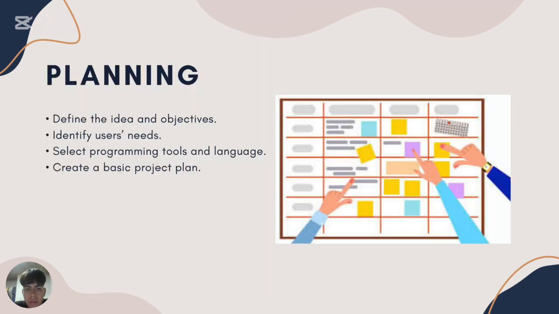The second step is design. Here we create diagrams like ER models or flowcharts to represent the structure of the system. We also design the user interface, thinking about how people will interact with the software. This step is very important because it helps give a clear vision of the final product.